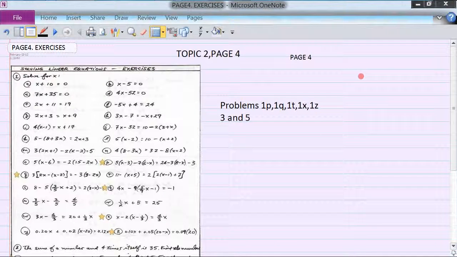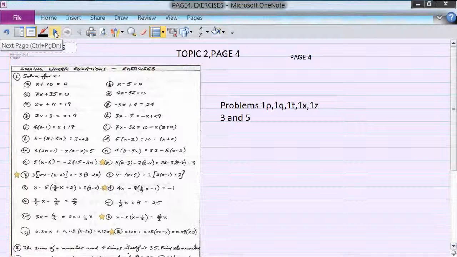We're going to apply some of the rules that we learned in our previous lesson when we did pages 2 and 3, and we're going to apply them to problems on page 4. So here's page 4, and the problems that we're going to do on page 4 are 1p, 1q, 1t, 1x, 1z, 3, and 5. So we're going to apply what we learned in the previous lesson on pages 2 and 3 and do some problems.